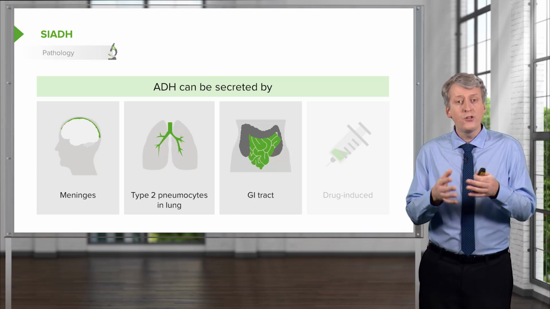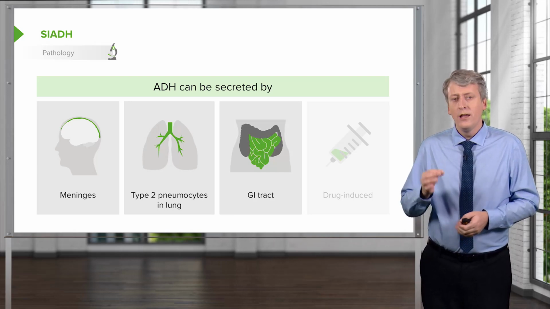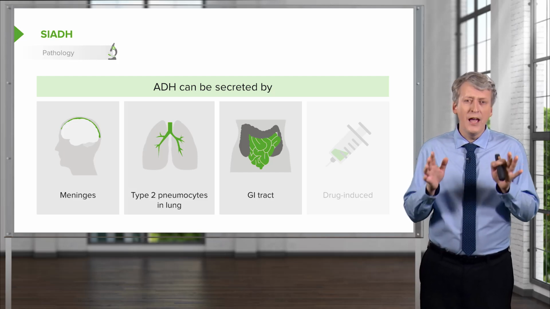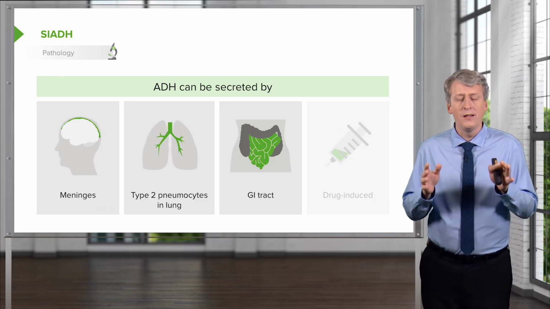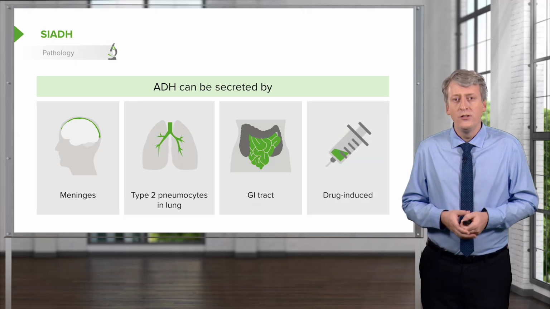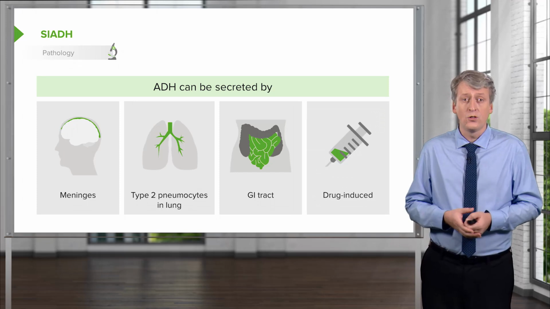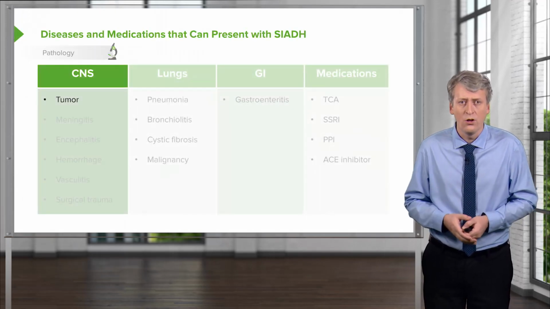The GI tract also can create SIADH. Typically in patients with gastroenteritis, this is probably an evolutionary way of protecting ourselves from becoming dehydrated in the sense of a sick child. Additionally, some drugs can cause an excessive secretion of ADH. Let's go through what are these things that cause it.